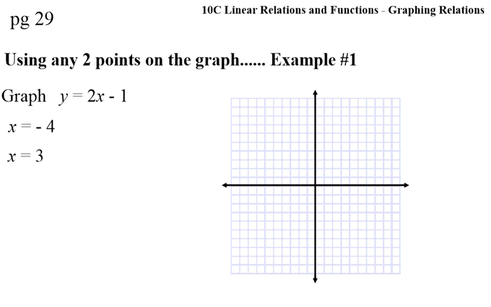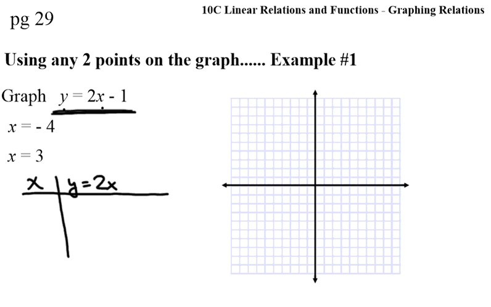So to start with, page 29, using any 2 points on the graph. The first example there is we want to graph the equation y equals 2x minus 1. Now with that, it's showing a relation between our y and our x values. How can we come up with that? Really, we create a table of values. We know we're starting with x values. We know that the x value will be used in the equation 2x minus 1 to give us our resultant y value. In this case, the question tells us to use x is negative 4.